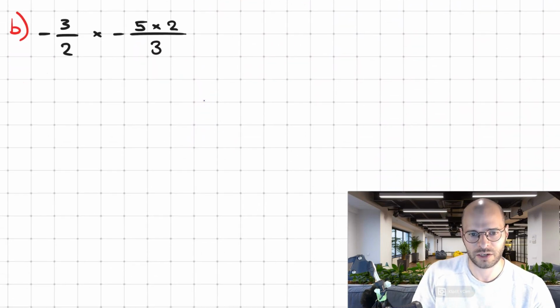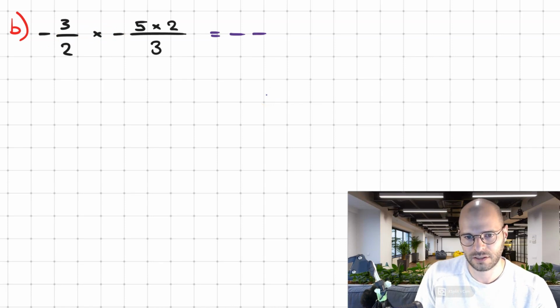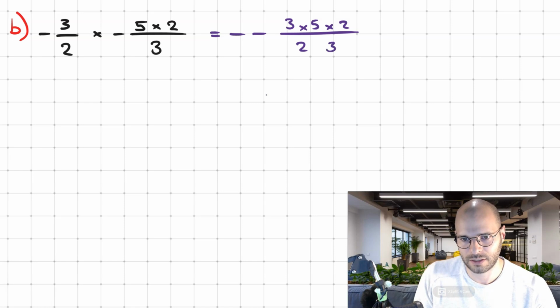I'll start off by drawing the equal sign. Next, I'm going to move both of the negatives, this one and this one, out to the very left. So I go negative, negative. I'm now drawing a vinculum. My numerators are 3, 5, and 2, and they are all being multiplied together. My denominators are 2 and 3, and they are all being multiplied together.